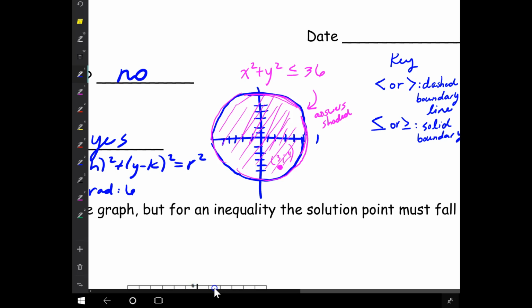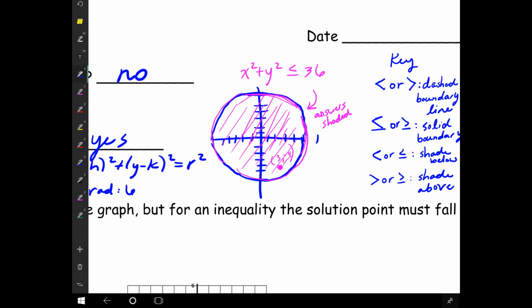If you have a less than or equal to symbol, you're going to shade below. And if you have a greater than or equal to, you're going to shade above. I know you guys learned that, but it might be a while since you've seen that, so just to revisit, how do we look at shading answers to inequalities?